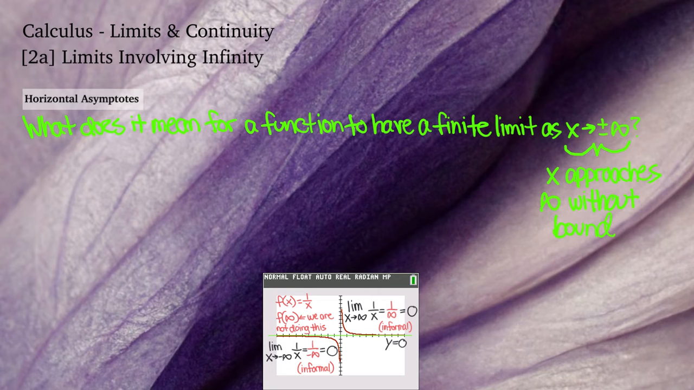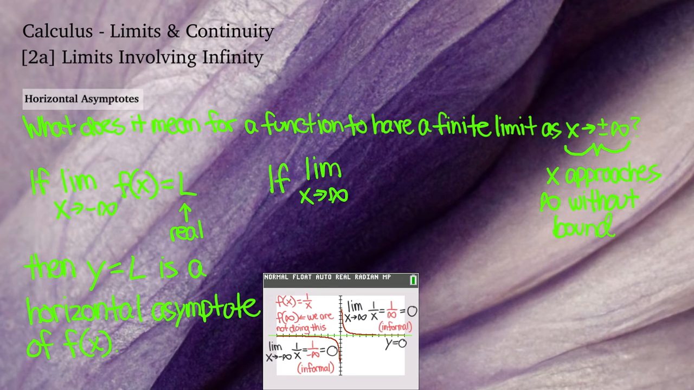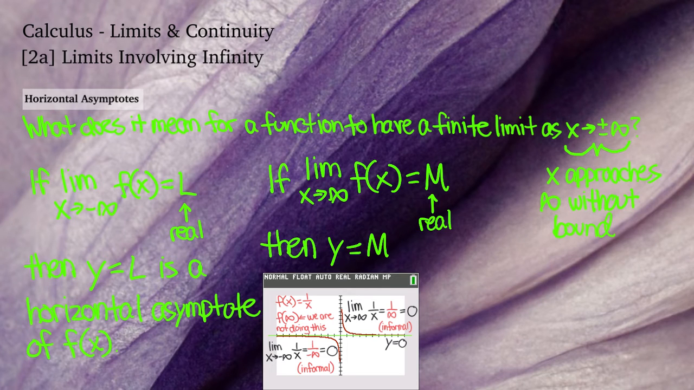Let's formalize that with proper notation. If the limit as x approaches negative infinity of f of x equals L, and L is real, then y equals L is a horizontal asymptote of f of x. Similarly, if the limit as x approaches positive infinity of f of x equals m, and m is real, then y equals m is a horizontal asymptote of f of x. Once again, notice that x is increasing or decreasing without bound, while y is approaching one number.